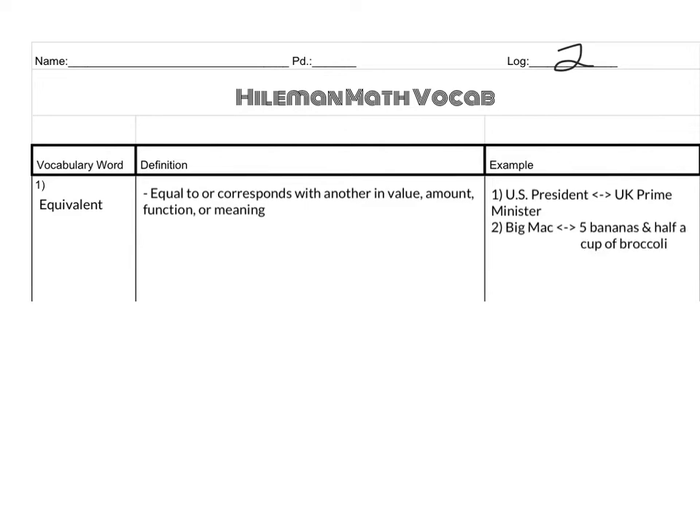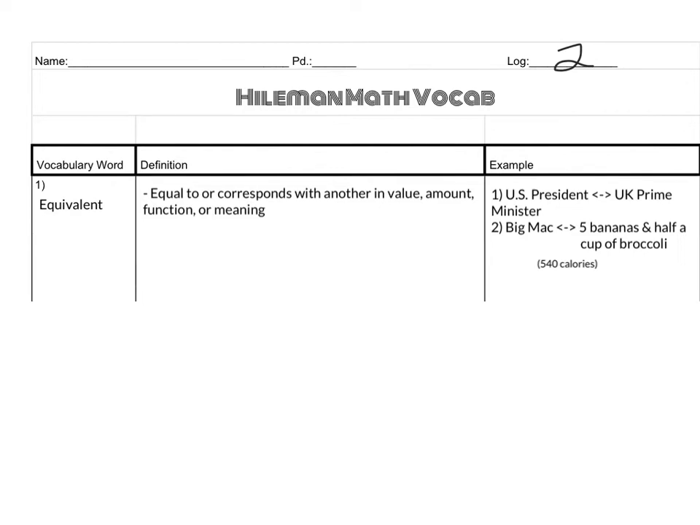Okay, my next example is a Big Mac is equivalent to 5 bananas and half a cup of broccoli. So this has to do with their amount of calories. I'm pretty sure you're thinking, okay, a Big Mac is absolutely nothing like 5 bananas and half a cup of broccoli, but it turns out that if you eat one or the other, you're going to be consuming 540 calories. So they are equivalent in the fact that they both have the same amount of calories. They look different, they taste different, but they are equivalent if we're talking about calories.